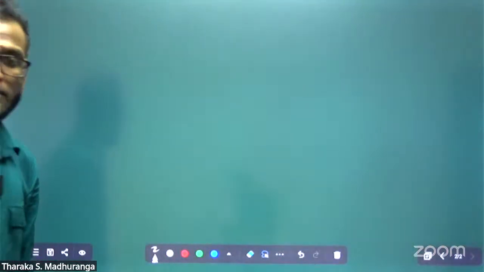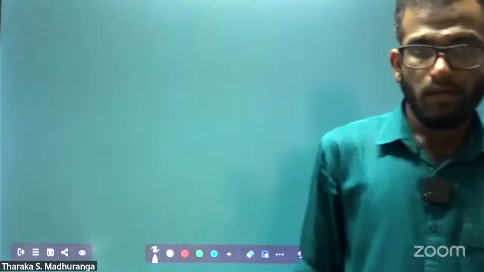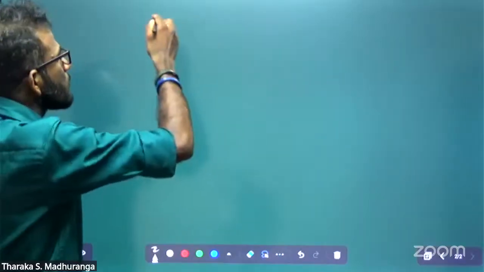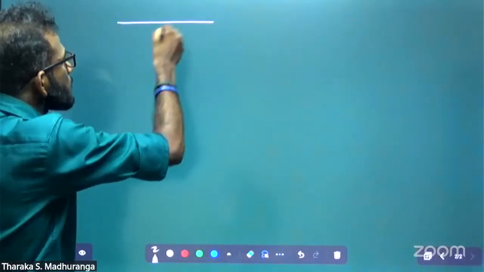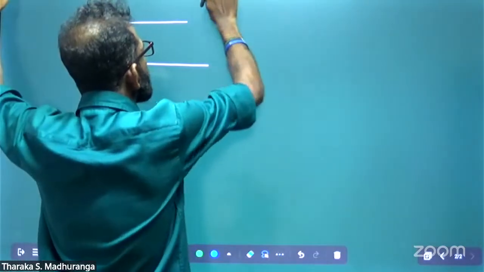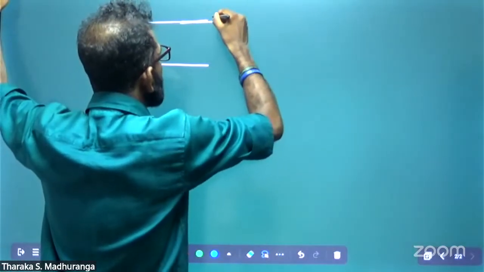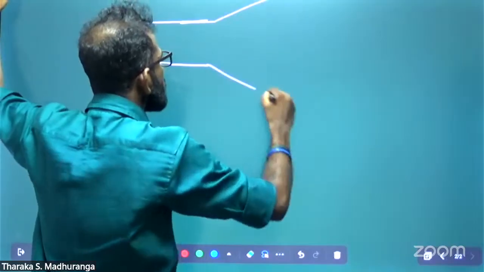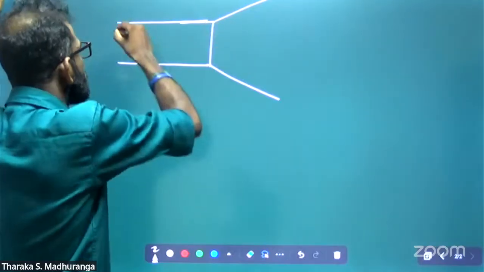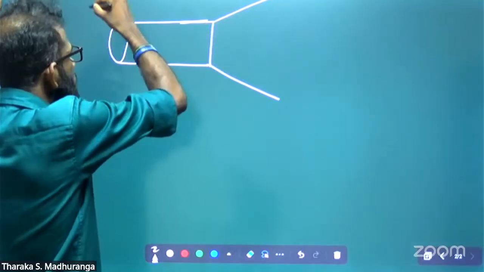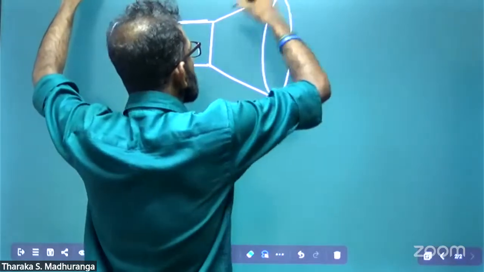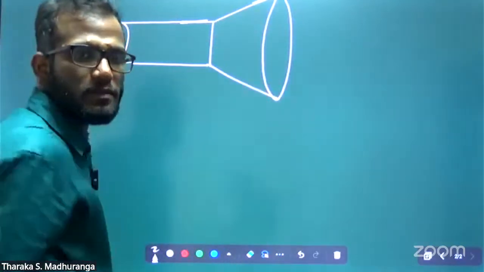Okay. Think we have whatever instruments. After taking the measurement, the linear scale and circular scale positions were like this. This is the linear scale. This is a circular scale, like a cylinder.